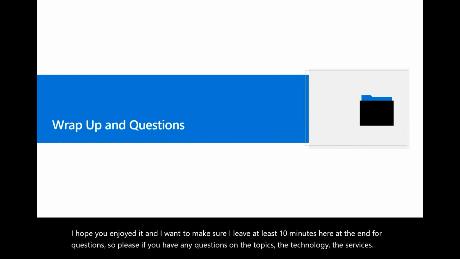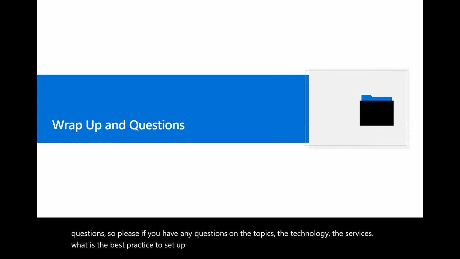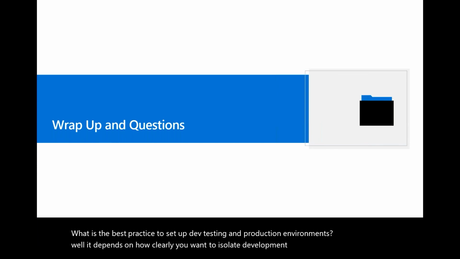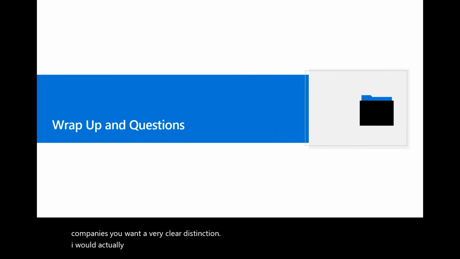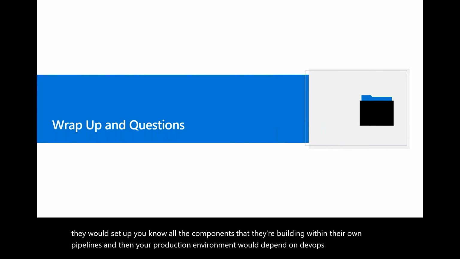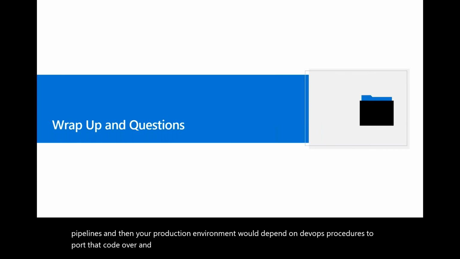What is the best practice to set up dev, testing, and production environments? Well, it depends on how clearly you want to isolate development from production. In most companies, you want a very clear distinction. I would actually start with separate subscriptions. You have a subscription for your dev environment. They would set up their own workspace and all the components that they're building within their own pipelines. Then your production environment would depend on DevOps procedures to port that code over and deploy it to a production environment.